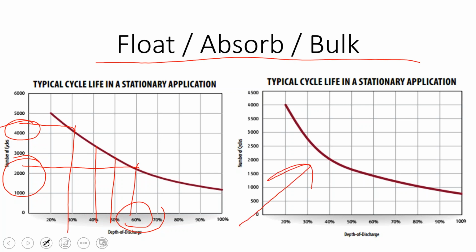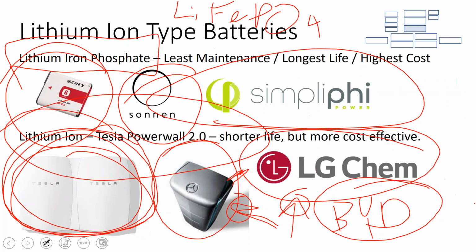Here's our lower end lead acid. Here's our higher end lead acid. They don't provide this chart on a lithium ion battery because it looks like a straight line. It's completely linear. And so you don't have a float absorb bulk phase on a maintenance free lithium ion battery.